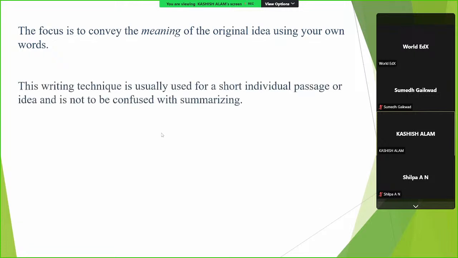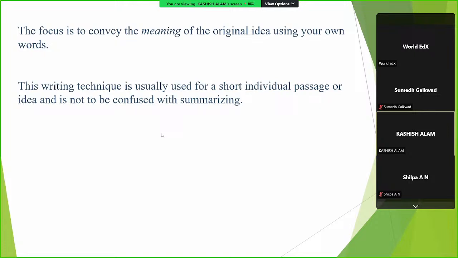This writing technique is usually used for a short individual passage or idea and is not to be confused with summarizing. Often students make the words paraphrasing and summarizing similar to each other. This is where you need to draw a line. Paraphrasing is basically rewriting the same sentence with the same meaning, but in a different way.